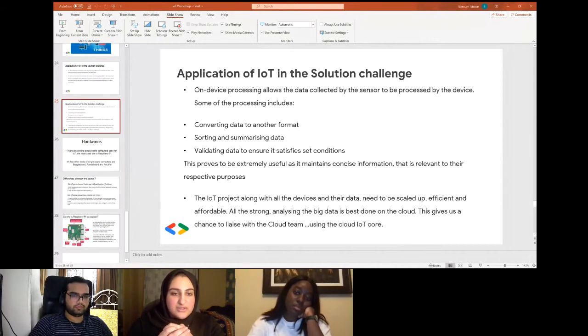The IoT project, along with all the devices and the data, needs to be scaled up, efficient, and affordable. This is definitely best done on the cloud, as it also gives us a chance to liaise with both, as we can use the Cloud IoT Core technology, which we'll go through a bit later.